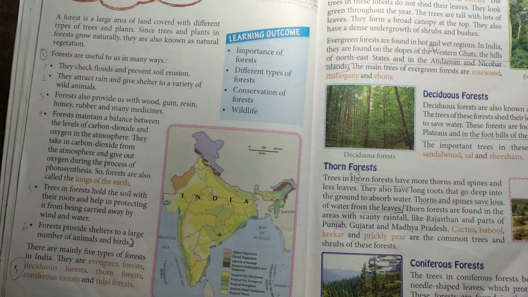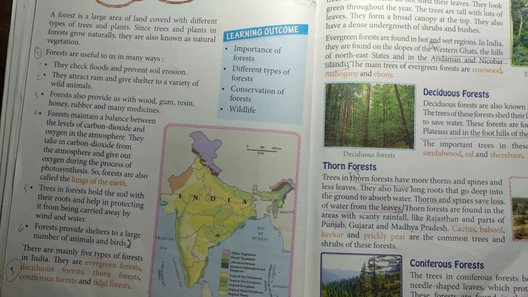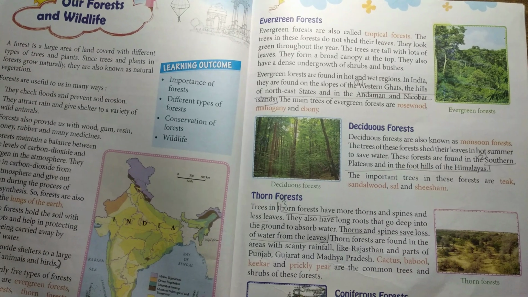There are mainly 5 types of forest in India. They are evergreen forest, deciduous forest, thorn forest, coniferous forest and tidal forest. Evergreen forest. Evergreen forests are also called tropical forests.